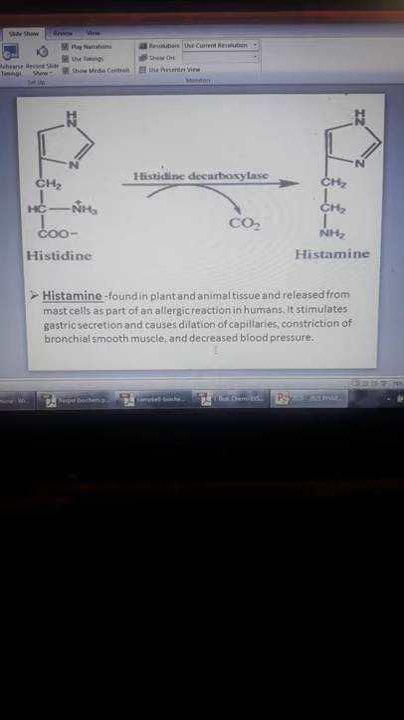Usually the blood vessels dilate and widen, so blood flow decreases, and you can have hypotension. With constriction, if you have histamine, you cannot breathe easily because of the narrowing of the bronchial smooth muscles. So this is the structural diagram. Histidine undergoes the decarboxylation process by the enzyme L-histidine decarboxylase to form histamine.